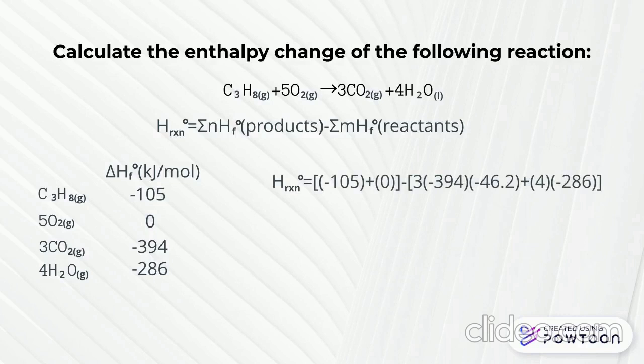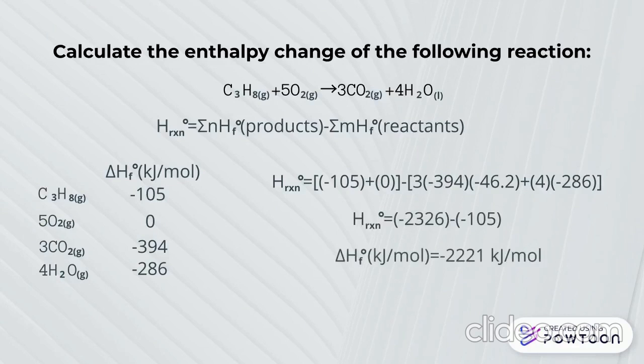But because we have 3 moles of carbon dioxide, we multiply the value in the brackets by 3, and same for the water. We have 4 moles of water, so we multiply everything in these brackets by 4. Now, when you add them all together, you get negative 2,326 minus negative 105, and the total we get is negative 2,221 kilojoules per mole. So that's the change in enthalpy of reaction using standard enthalpy of formation values.